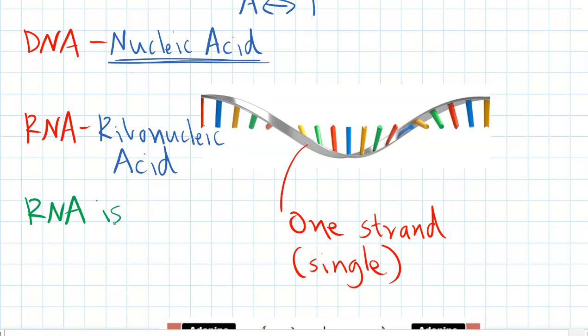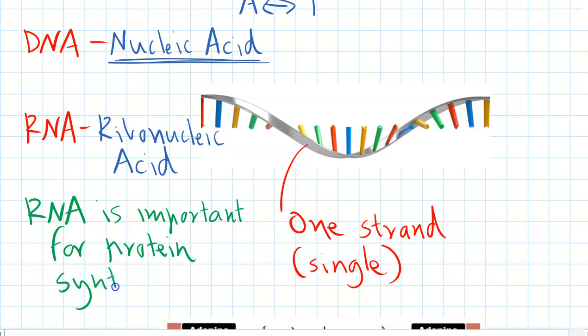There's a few different types of RNA that we'll learn about, and they all play an important role in that process of making proteins, which are those important molecules that do jobs in the cell. So RNA is really important for protein synthesis.